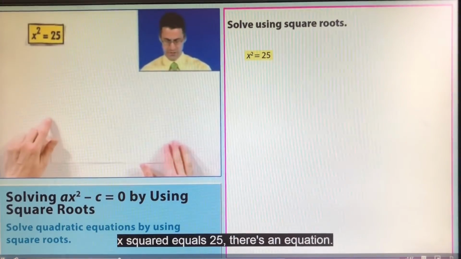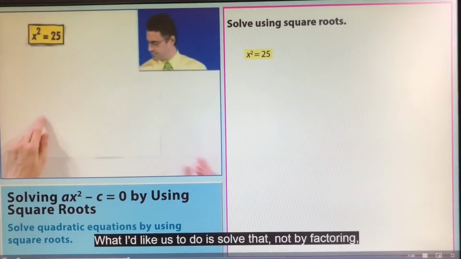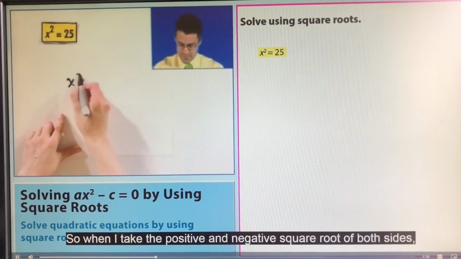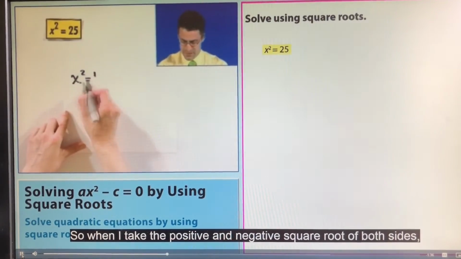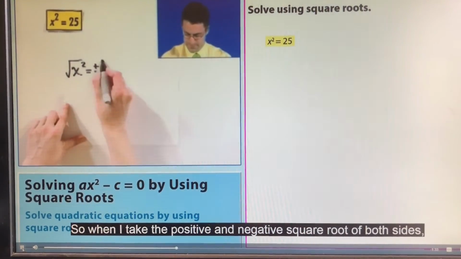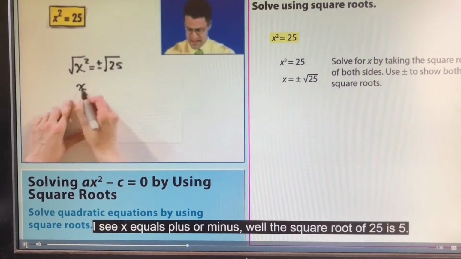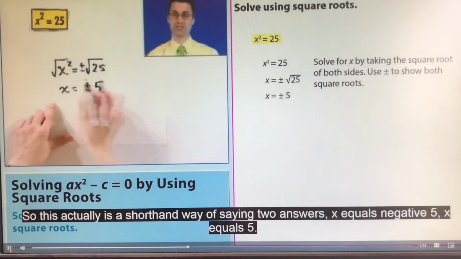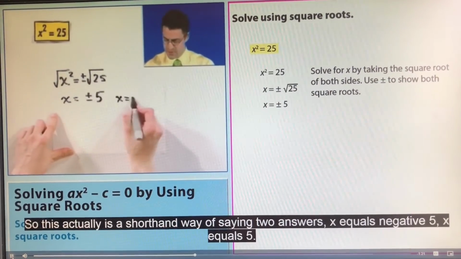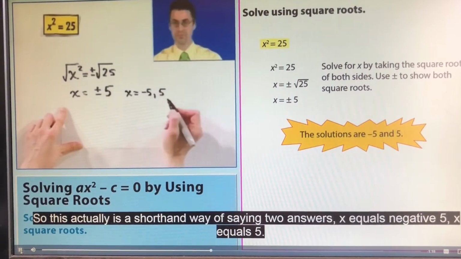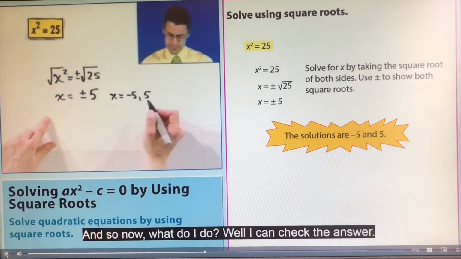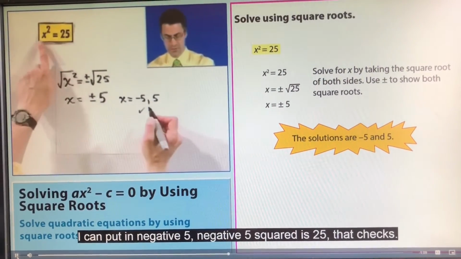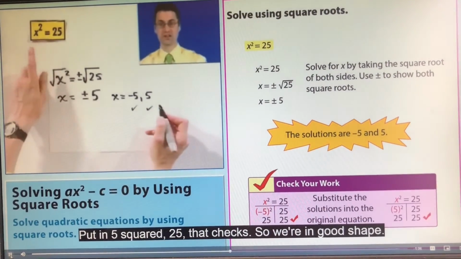X squared equals 25. There's an equation. And what I'd like us to do is solve that, not by factoring, but by taking the square root of both sides. So when I take the positive and negative square root of both sides, I see x equals plus or minus, well, the square root of 25 is 5. So this actually is a shorthand way of saying 2 answers. X equals negative 5, x equals 5. Now, I can check the answer. I can put in negative 5. Negative 5 squared is 25. That checks. Put in 5 squared, 25. That checks. So we're in good shape.